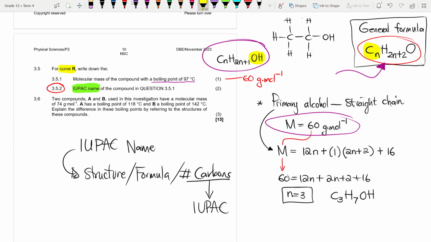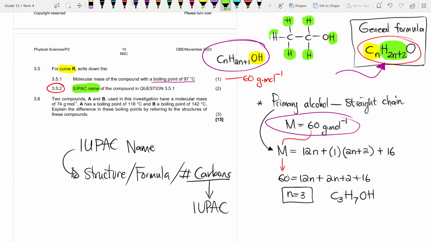Cn, that n is a number. It's any number from 1 up to infinity, but you can't really reach infinity. It's 1, 2, 3, 4, or 5, or anything. So I'll just write n so that I can solve for it later. Same applies to the hydrogen part. The number is 2n plus 2, and that is figured out from the actual formula of any primary alcohol.